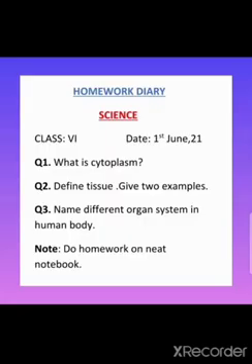So students, your today's diary, your homework diary, is that you have to attempt question number 1, 2 and 3 in a neat notebook. Your question number 1 is what is cytoplasm, 2 is define tissues, give 2 examples, and question number 3 is name different organ systems in the human body. So you have to do 3 questions in your neat notebook, question number 1, 2 and 3.